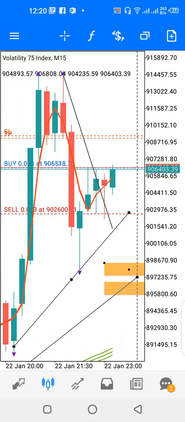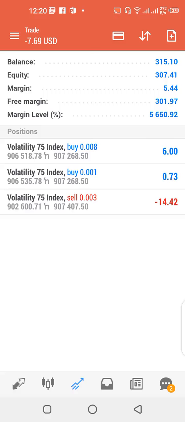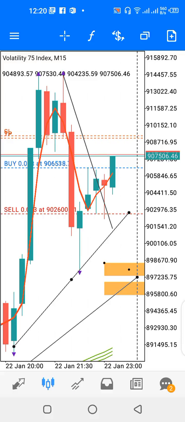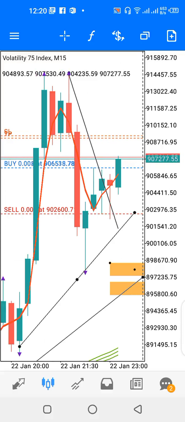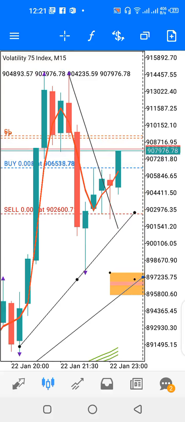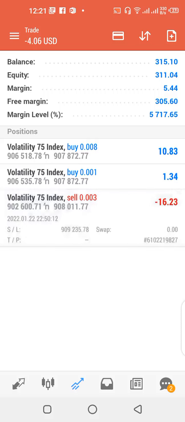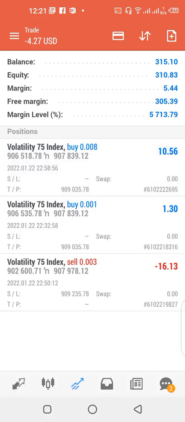Okay, the buyers have stepped in again, trying to take price up. Okay, it's going up, and my balance is now increasing. All right, as it goes up further, it gets closer to my TP and the stop loss of my sell order, and then I'll have a break even and possibly close out with some profit.